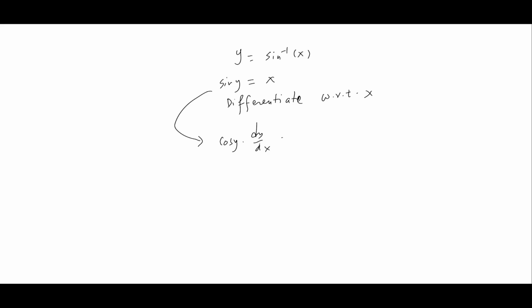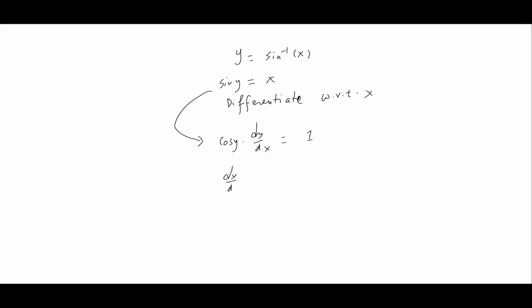Let's assume that you have y equal sine inverse of x. Now, if you take the sine function on both sides, you can write this equation as sine y equals x. Now if you differentiate both sides with respect to x, by using the chain rule, this would be cosine of y times dy over dx, and the derivative of x with respect to x is 1.